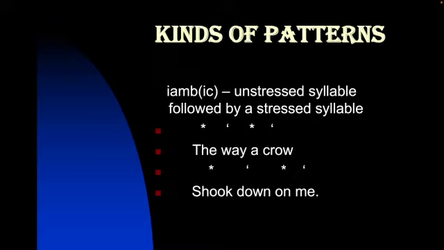So the first one that you might be looking at is the iambic, and that is going to be an unstressed syllable followed by a stressed syllable. So when we look at our example here, the way a crow shook down on me, you have these unstressed syllables with your articles like the and a, and then you're going to have a stressed syllable with your verb and your noun becoming stressed. The way a crow shook down on me. Unstressed syllable followed by a stressed syllable.